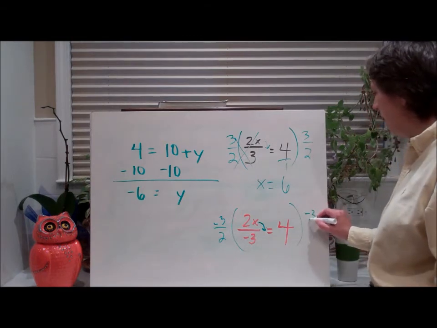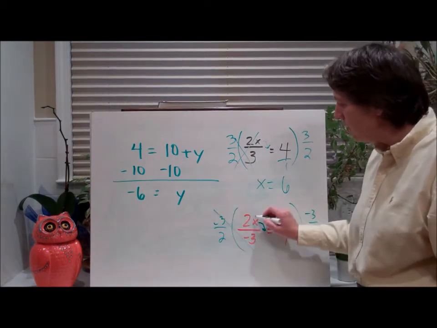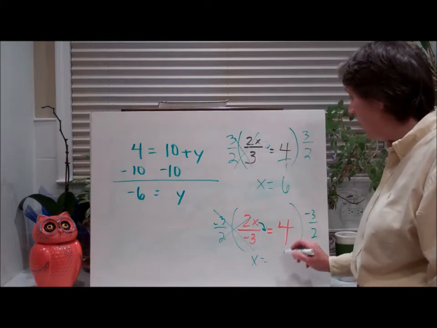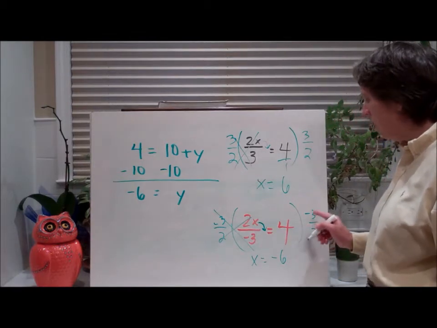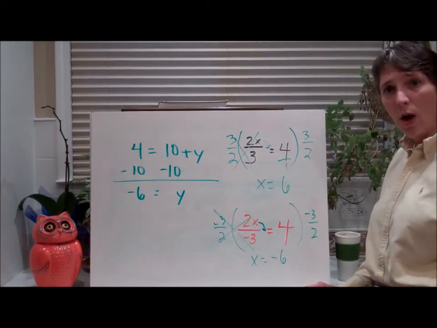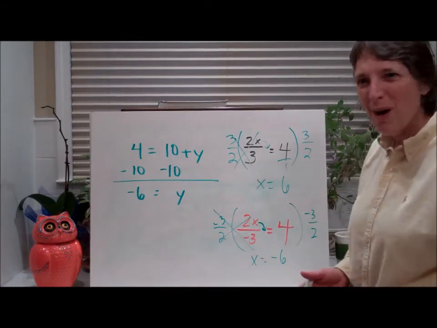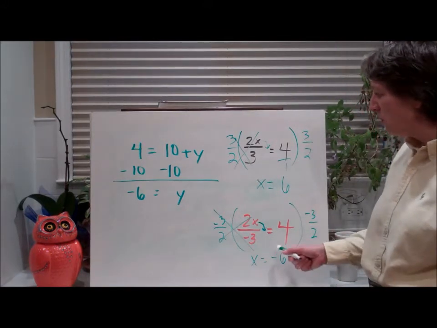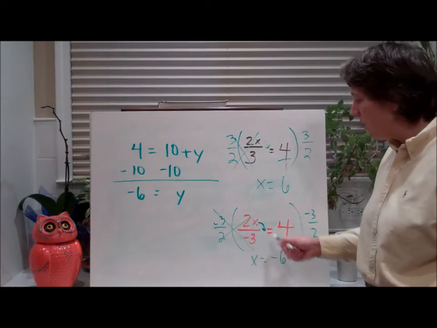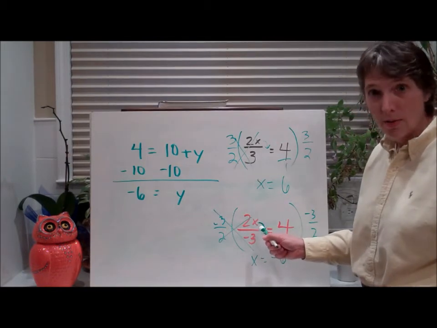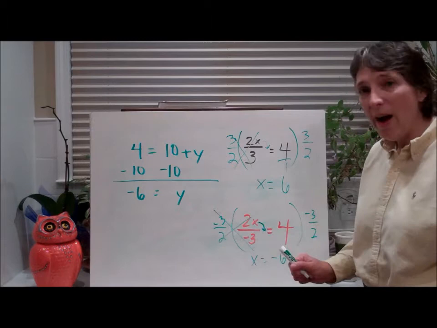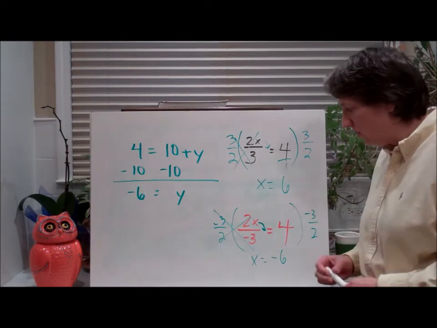So when we do that, these cancel. X comes down, and we now have negative 6. 4 times negative 3 is negative 12. Negative 12 divided by positive 2 is negative 6. We plug it in. 2 times negative 6 is negative 12. And negative 12 divided by negative 3 is a positive 4.